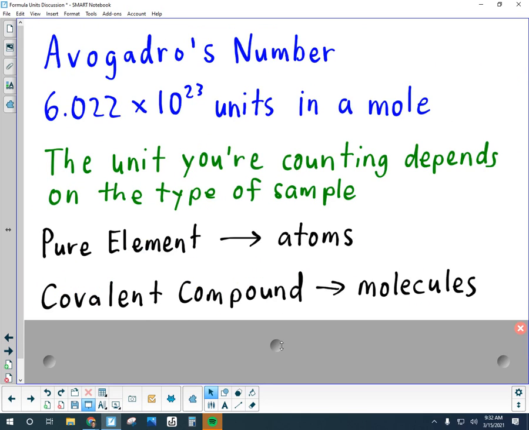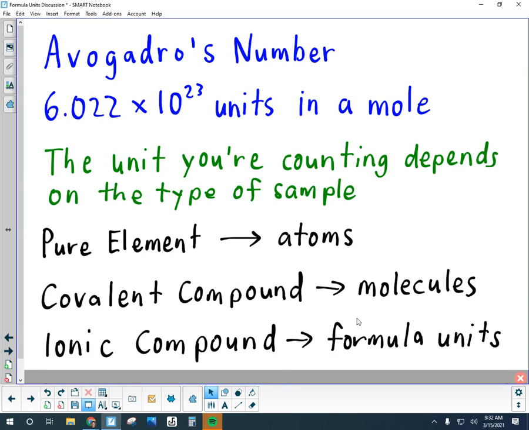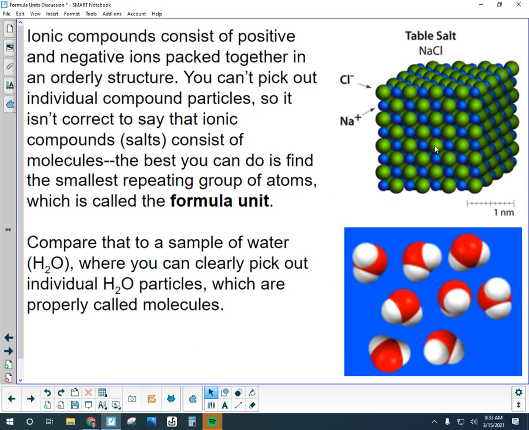And then the one that seems to be most confusing for students is if you have an ionic compound. The unit that you're counting up is the formula unit. You might wonder, why don't we just call them molecules like we do with covalent compounds? It has to do with the structure of ionic compounds. If we have something like table salt, we have this array of sodium ions and chloride ions, and there's no discrete particle here. I can't talk about a molecule of sodium chloride because we've got this vast 3D structure.